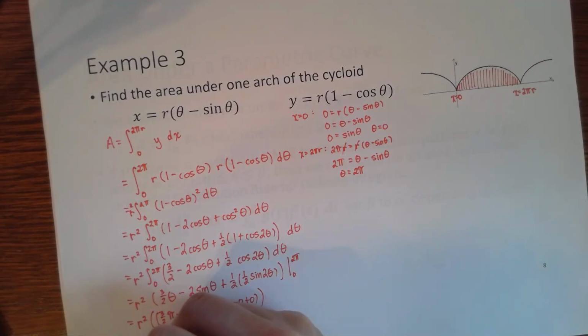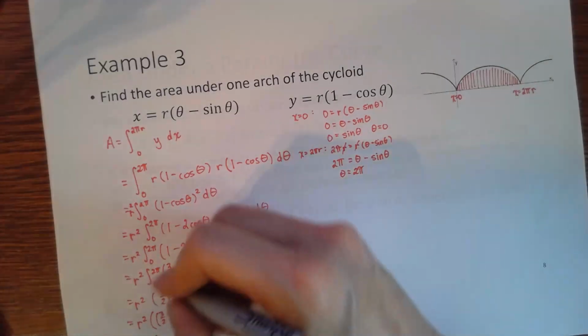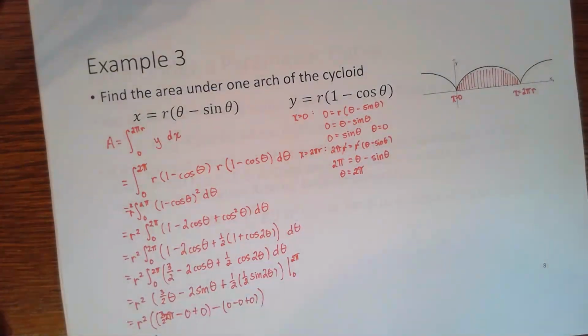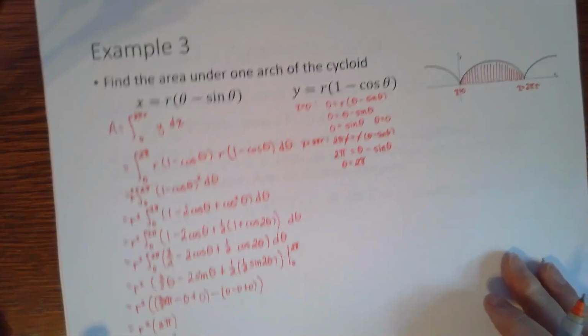Okay, so this is really just r squared times, oops, this is supposed to be 2 pi. I thought I lost a, yeah, so I should have put 2 pi in there, sorry. So those cancel out, and this will just be 3 pi, and then I've got minus 0, and all the rest of that is minus 0. So this is just 3 pi r squared.